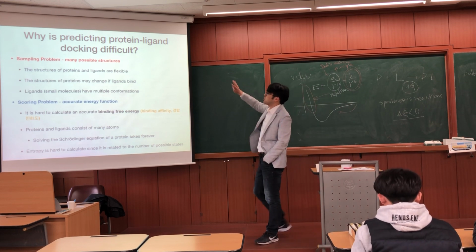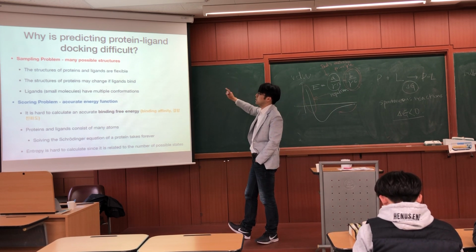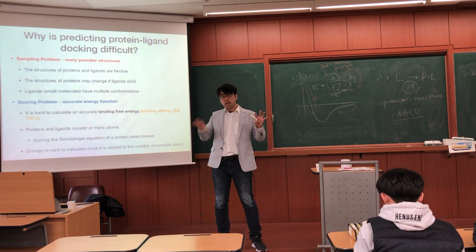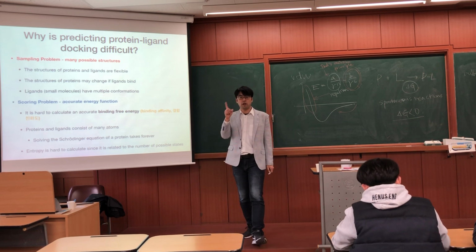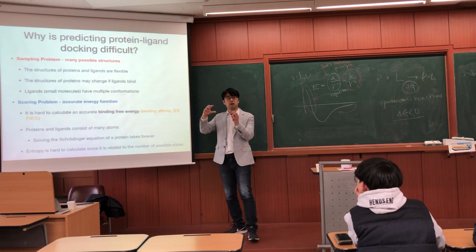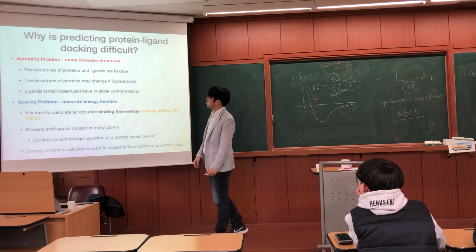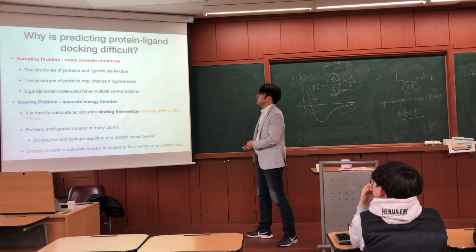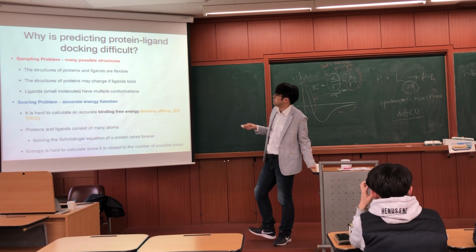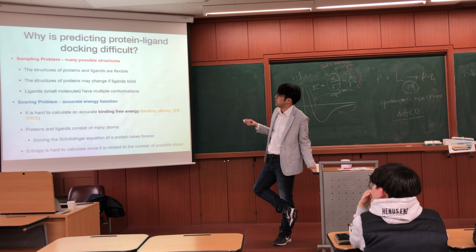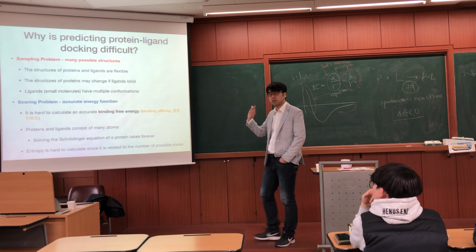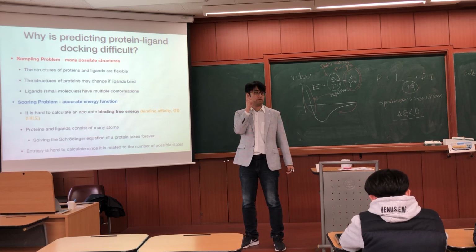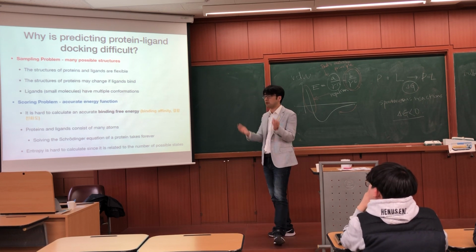Why is predicting protein-ligand docking difficult? The first is the sampling problem. Among many possibilities, we have to find the one right structure. How will they bind? The structures of proteins and ligands are generally flexible, they are rotatable. Also the structure of proteins may change when they bind, and the ligands can have multiple conformations. There are many possible structures, but we have to find only one right structure among them.